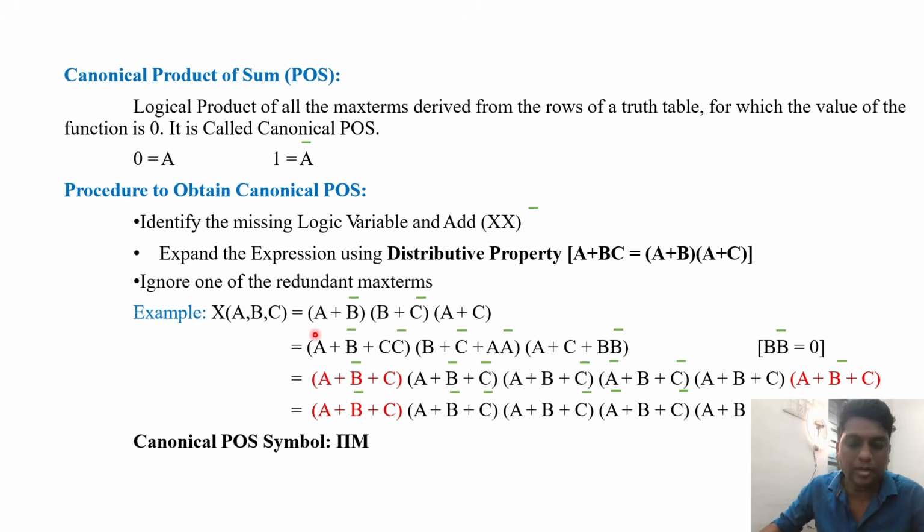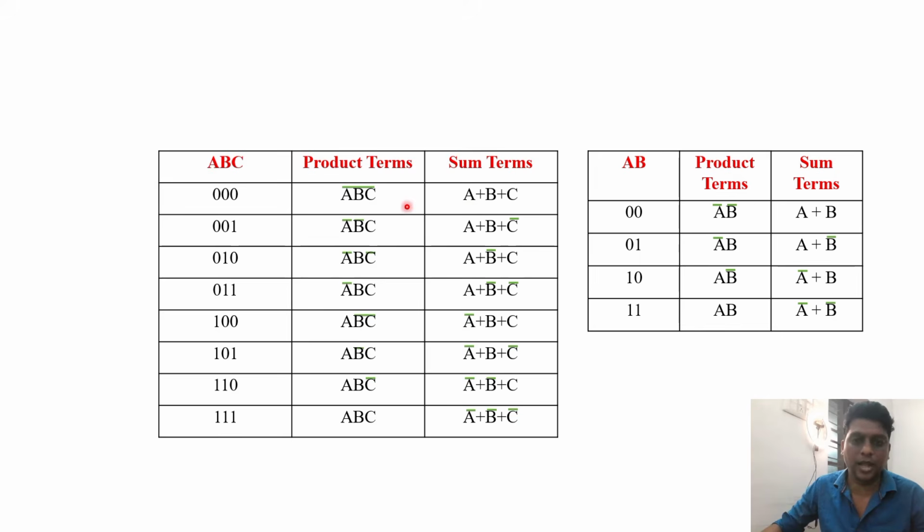Consider this example: a plus b bar into b plus c bar into a plus c. In the first term the missing variable is c, so we add c into c bar. In the second the missing variable is a, so we add a into a bar. In the third the missing variable is b, so we add b into b bar. Then we expand it. Repeated max terms are written only once. These are the product terms and the corresponding sum terms, so this is in terms of SOP and this is POS.